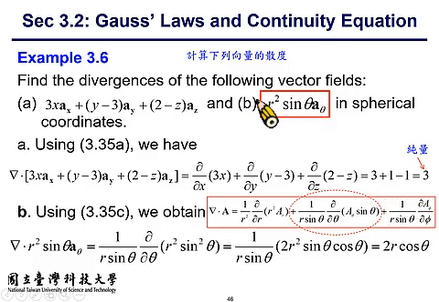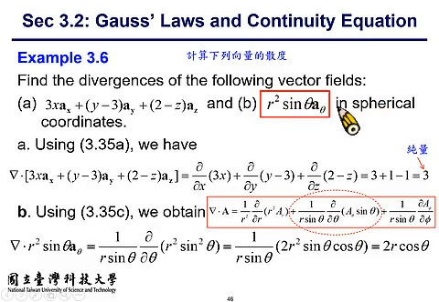And the second problem is a vector, which is relatively simple. The vector only has components in the theta direction, and it's related to both r and theta. So it's r squared times sin theta.